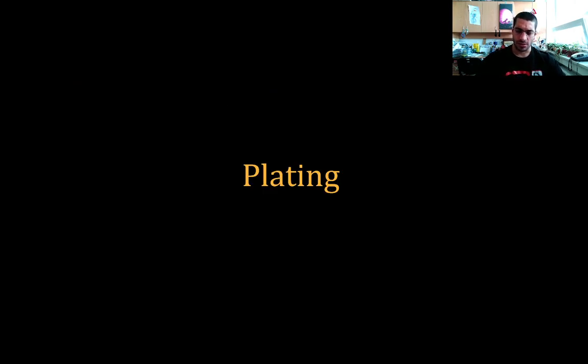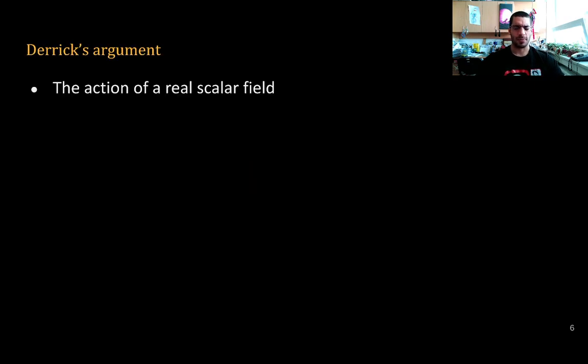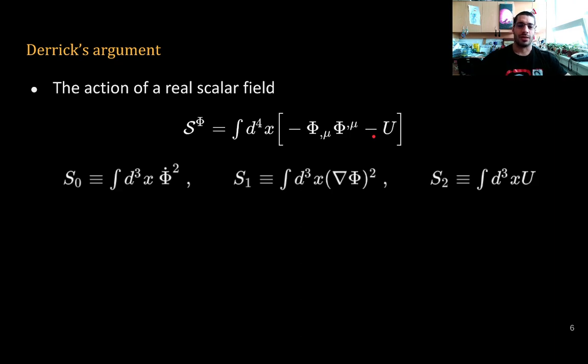But let us study some cases. Let us start with spherical symmetry, which is the easiest case. In particular, let us follow Derrick's argument, which works for a real scalar field in flat spacetime, so no gravity. Derrick's argument was originally proposed for a real scalar field that is under a self-interaction potential U. We can divide the action in three terms: a time dependence, a space-like dependence of the field, and a potential. However, let us consider a time-independent scalar field.